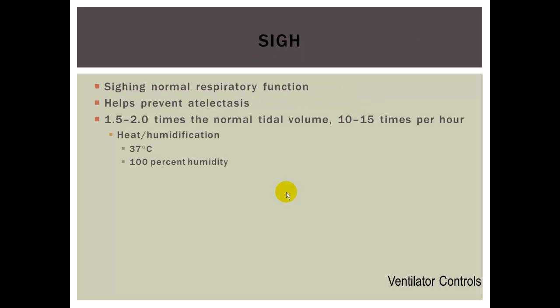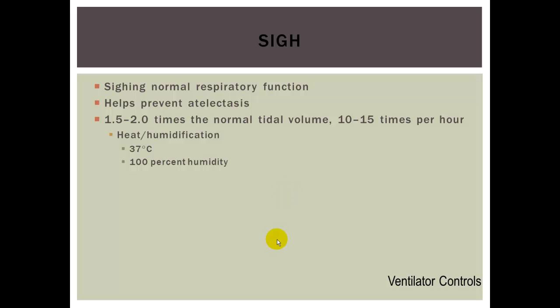A sigh. A sigh is a normal respiratory function. It pretty much helps prevent atelectasis. Whenever we do this, it helps open up the lung tissues a little more. It is 1.5 to 2 times the normal tidal volume. When this is done about 10 to 15 times per hour, we should also apply heat and humidification.